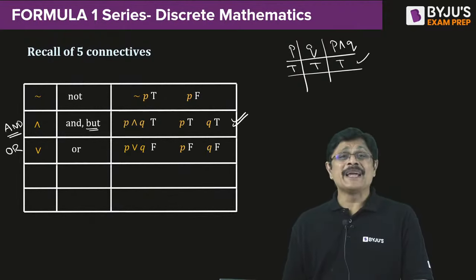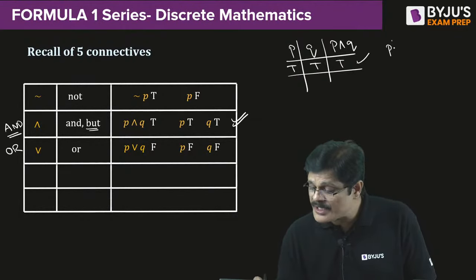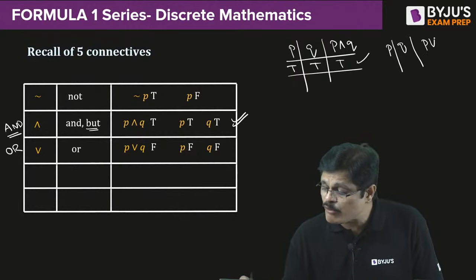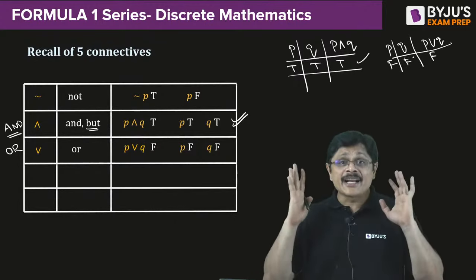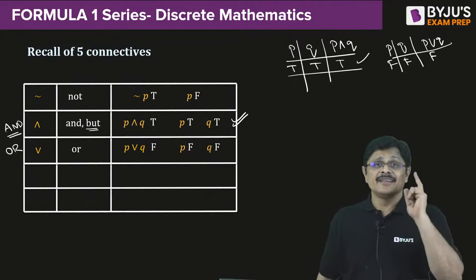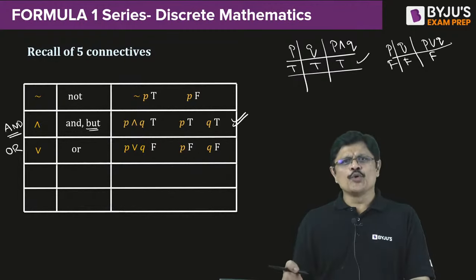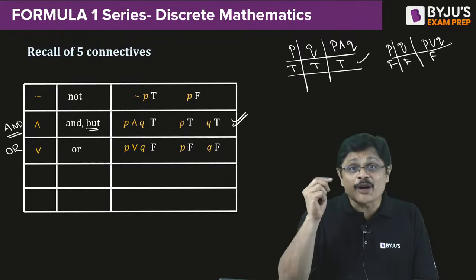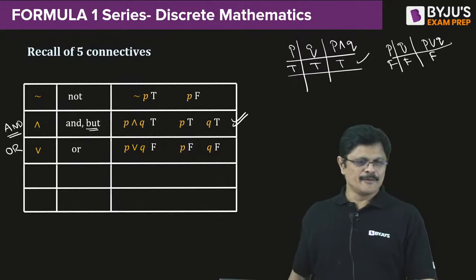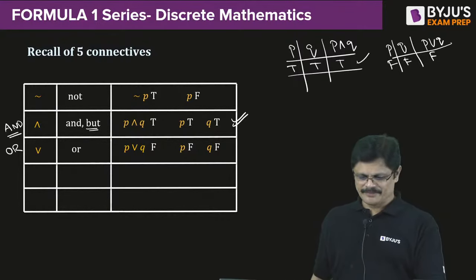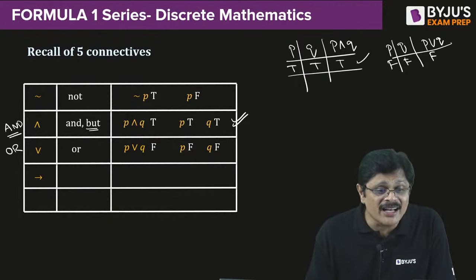So P or Q, we try to remember when it is false. For disjunction we try to remember when it is false. This is false only when both are false, and in the remaining cases it has to be true. We don't write that because there are 3 true cases, who will write that? We try to remember the cases which are fewer, that is the false case. Very good Ansari, super. Now comes implication or conditional.